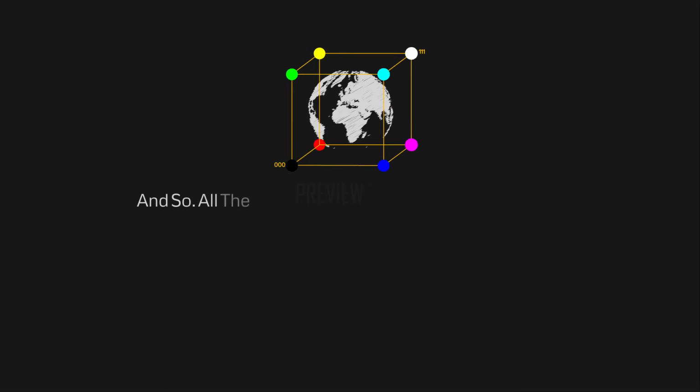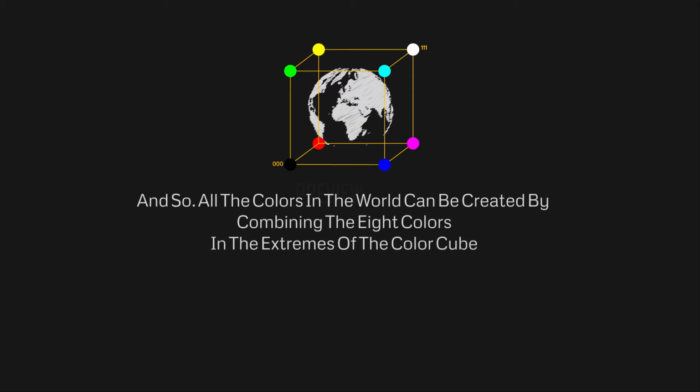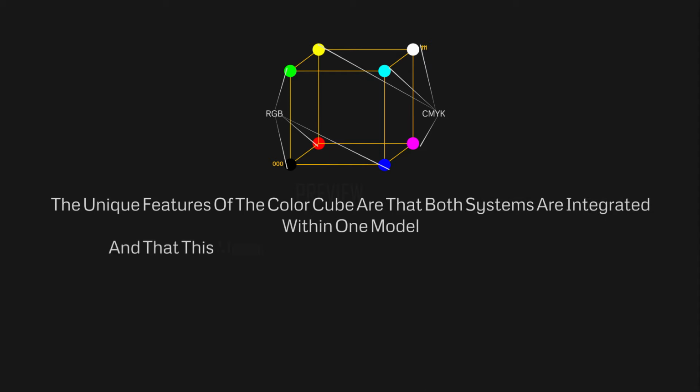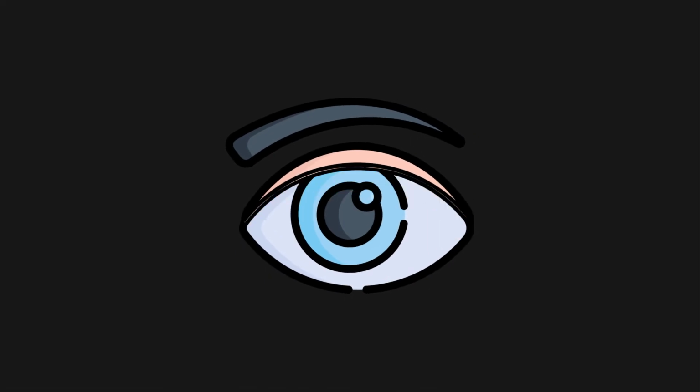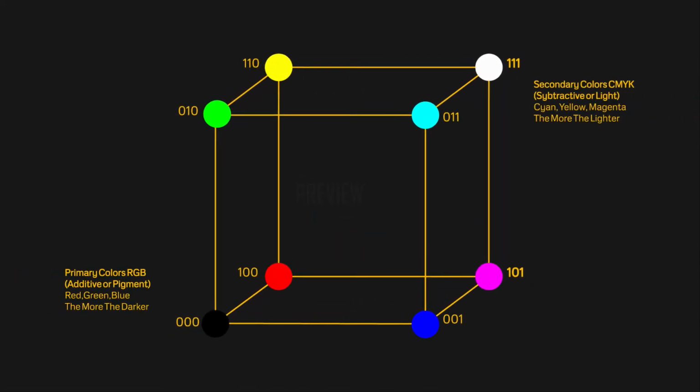And so, all the colors in the world can be created by combining the 8 colors in the extremes of the color cube. The unique features of the color cube are that both systems are integrated within one model, and that this model not only explains how colors are created, but also how they are perceived by the human eye. Cyan is the opposite of red, green is the opposite of magenta, yellow is the opposite of blue, and black is the opposite of white.